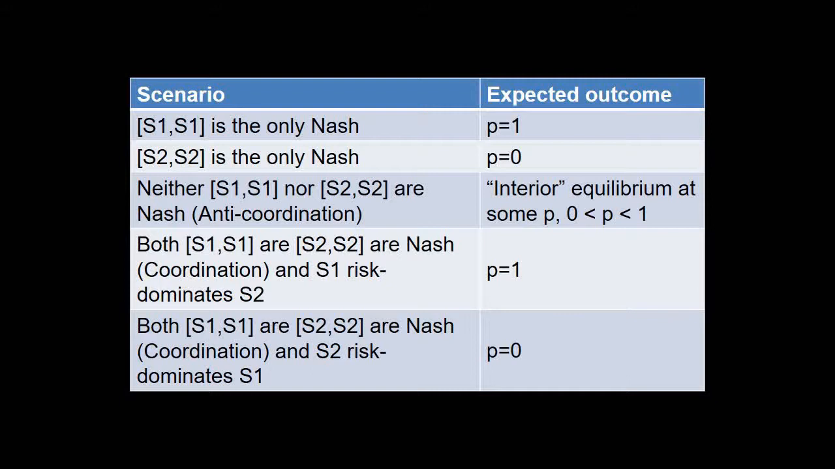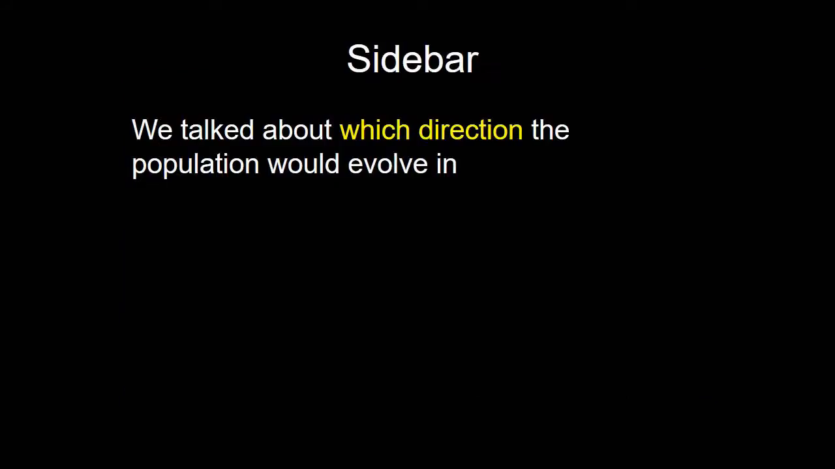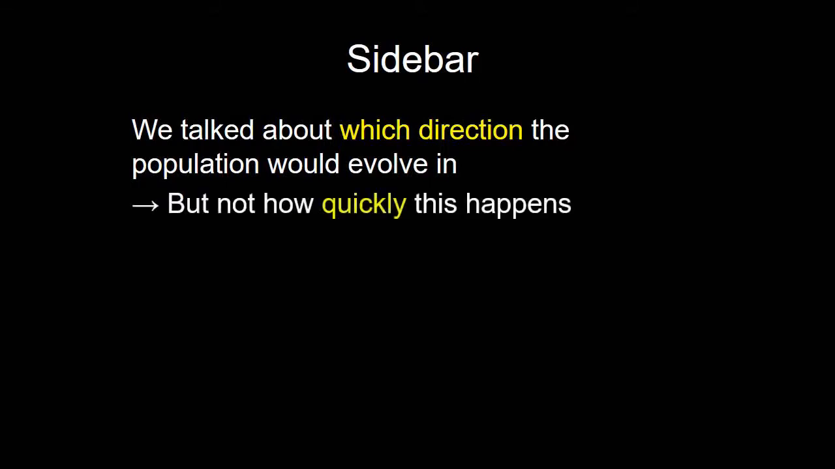And so this is the kind of complete characterization of the expected outcomes in a game of this nature where there's two players with two options. And so one sidebar is, what we've talked about so far today is which direction evolution will push you in any given situation, but we didn't talk about the speed with which evolution would happen.